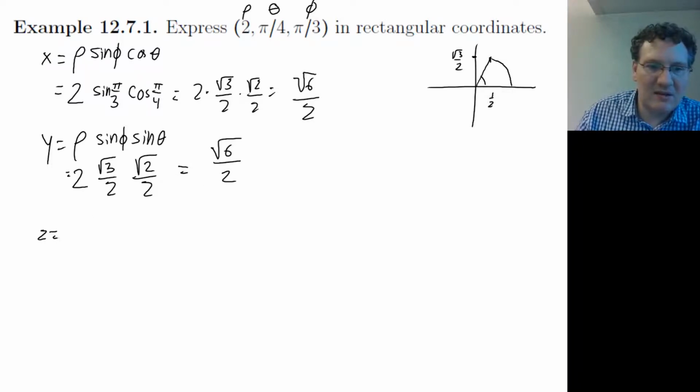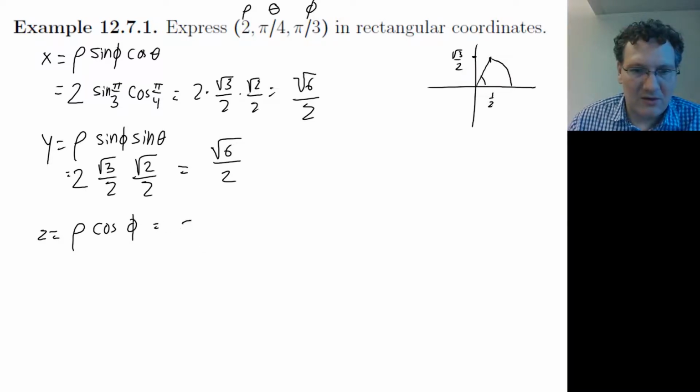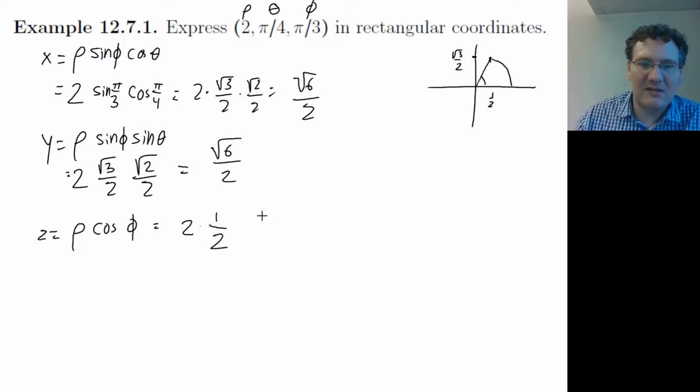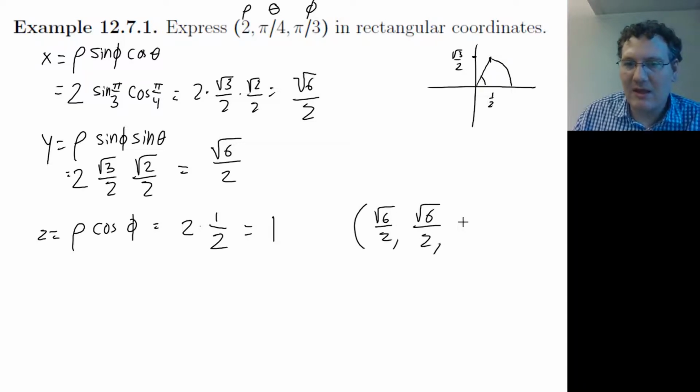And then z is just rho times the cosine of phi. That's 2 times 1/2, the cosine of pi over 3, and so that comes out to be 1. So in rectangular coordinates, the point is root 6 over 2, root 6 over 2, and 1.